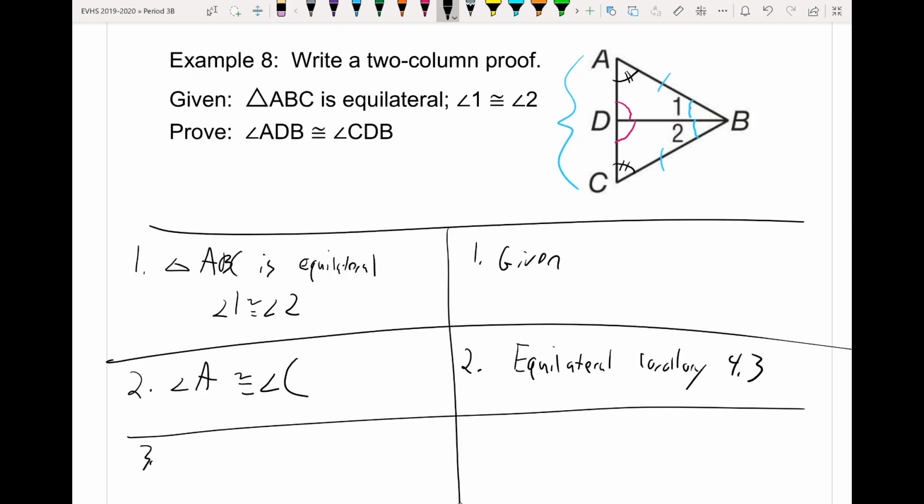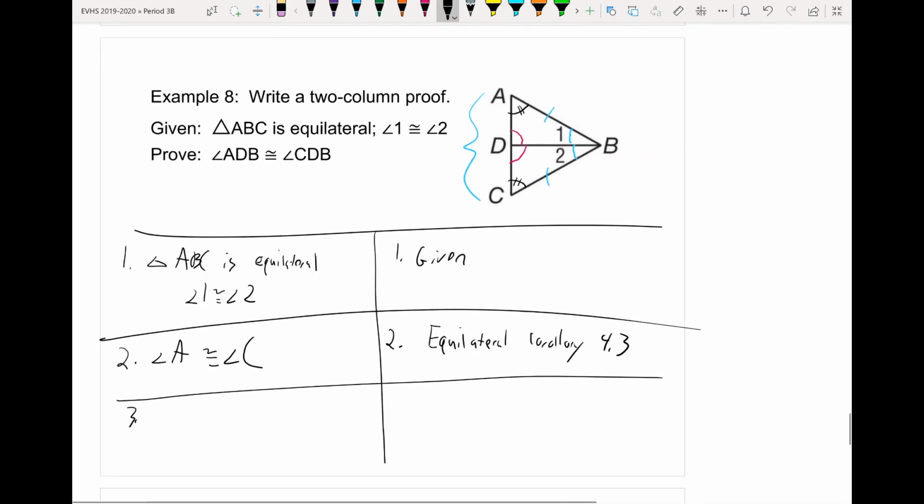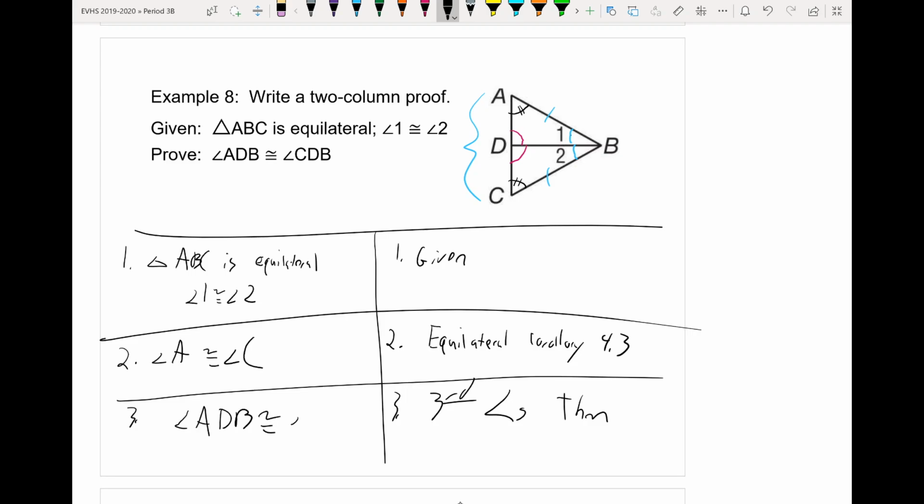So now do I want to go the longer route I originally thought, or do we want to go the shorter route? All right. So scrap what I said about CPCTC. Let's use the third angles theorem. Third angles theorem, and that is going to say that angle ADB is congruent to angle CDB, and now we are done. Not too bad, right? Okay, so that's it for our lesson.